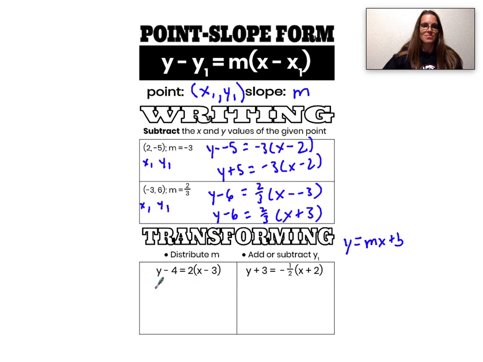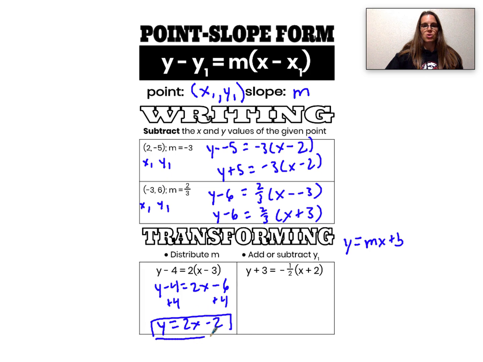Let's do that. So first I need to use the distributive property. 2 times x is 2x. 2 times negative 3 is minus 6. Transformation is complete after I add 4 to both sides. y equals 2x minus 2 is my slope-intercept form of this equation. These two equations represent the same line. This is in point-slope form, this is in slope-intercept form.